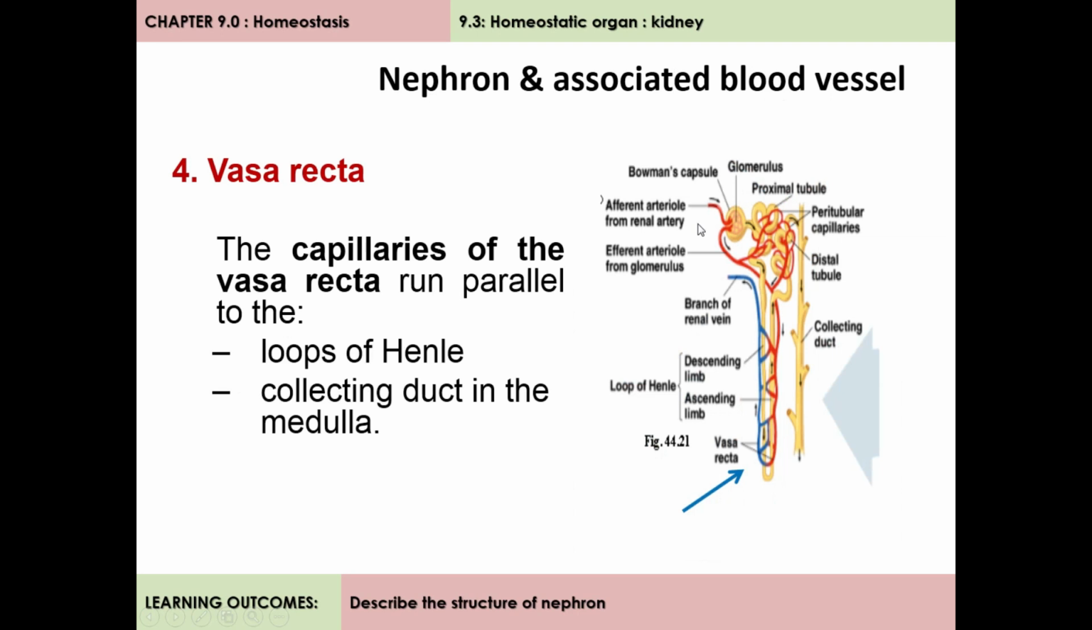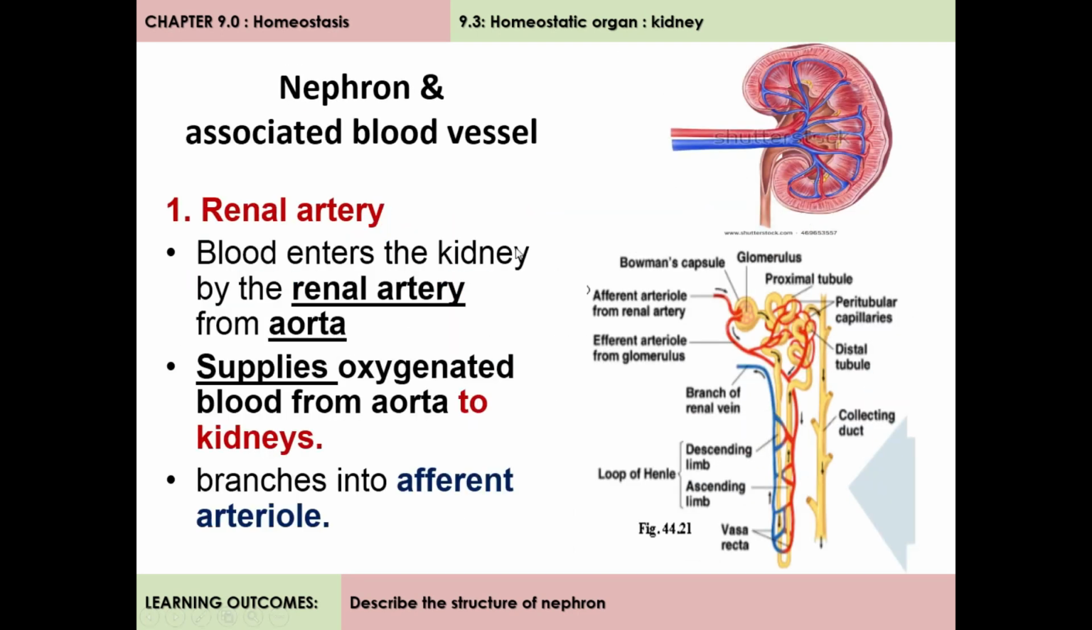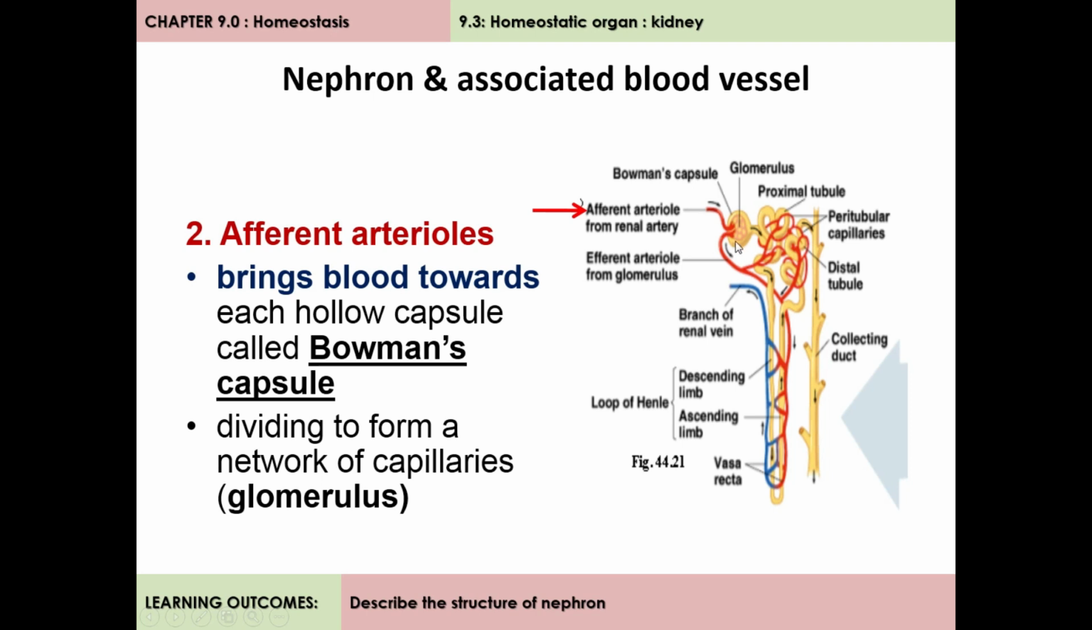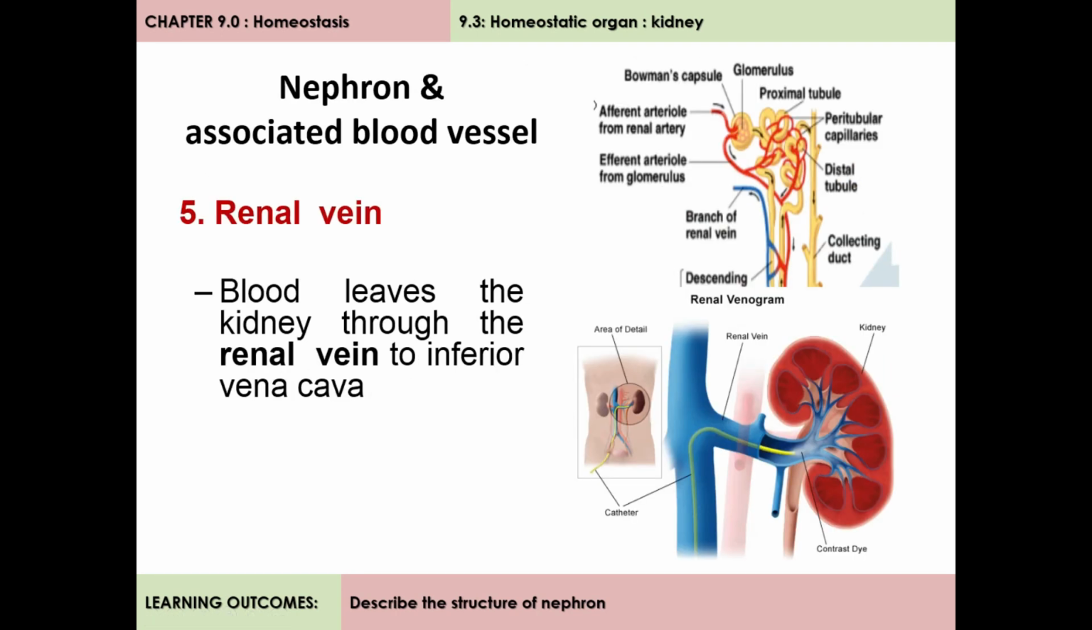Okay, repeat again. First one is renal artery. Blood enters the kidney. It brings oxygenated blood into the kidney from your aorta, branching into the afferent arteriole. The afferent arteriole brings blood towards Bowman capsule, dividing to form a network of capillaries we call glomerulus. Blood leaves the glomerulus into the efferent arteriole, which is narrower than the afferent arteriole. And then we have a Vasa recta here. And then we have a renal vein. Blood leaves the kidney through the renal vein to the inferior vena cava.